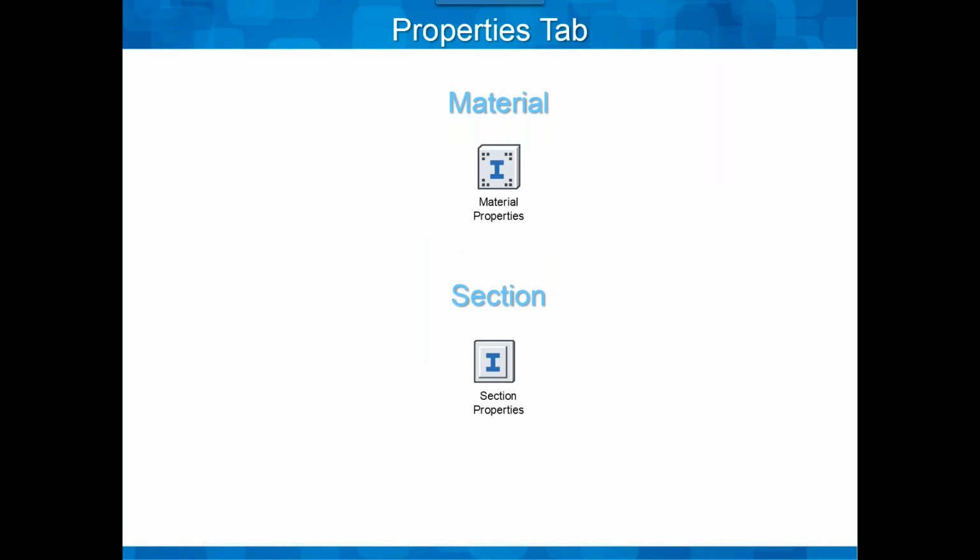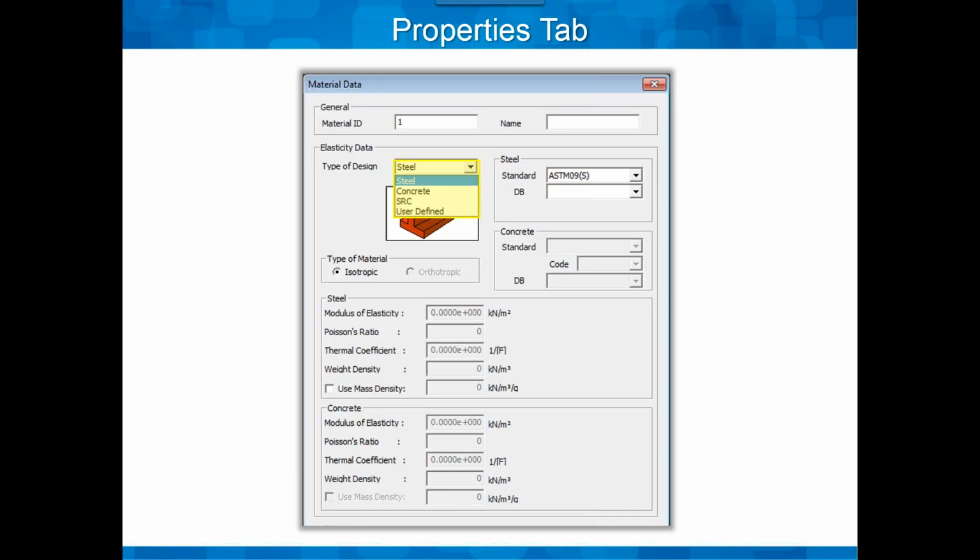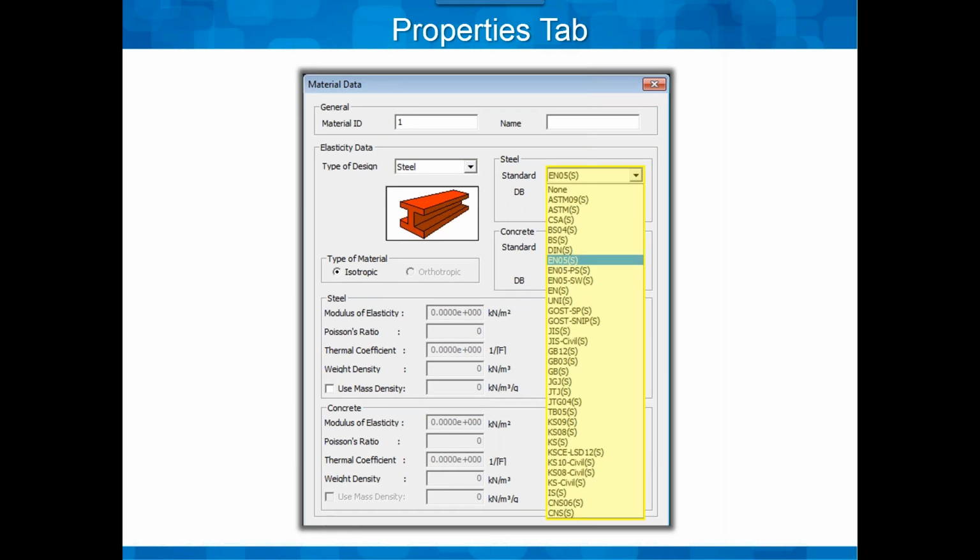Material properties and section properties can be defined within Midas Civil. You can also import the material and section properties from an already generated model file or a text file. Coming to the material properties, we have steel, concrete, steel reinforced concrete, that is SRC, and user-defined options to generate the elastic data. Not just that, but Midas Civil contains a huge database for different types of codes, especially the Eurocode and the British Standard, which you might be using.